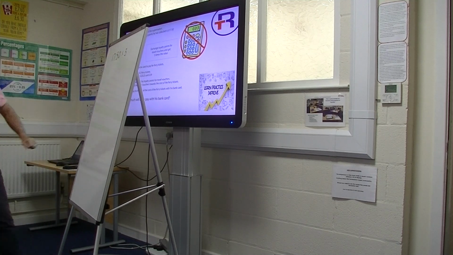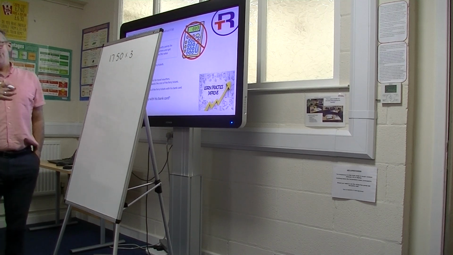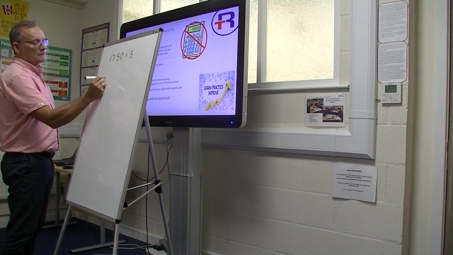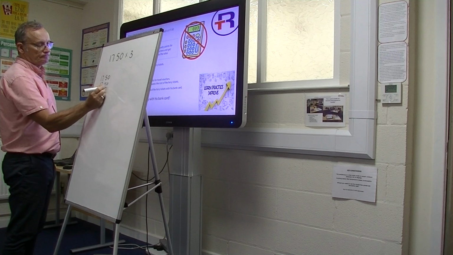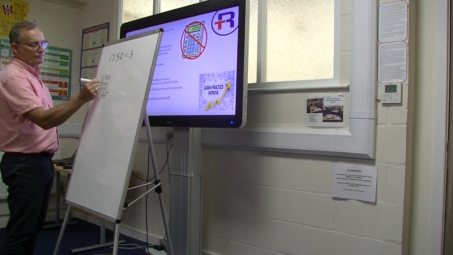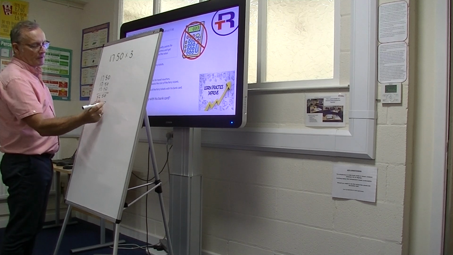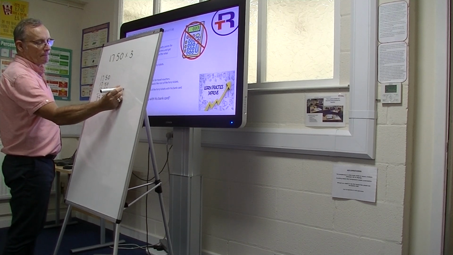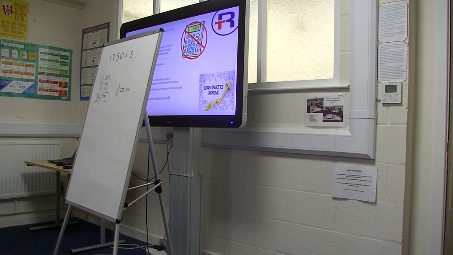1750 times 3. Now you can do that any way you want. You can do it the lattice method. You can do it the old-fashioned multiplication way. Me, a bit lazy, and I like to cheat. So I just do this. I just added it 3 times rather than times it 3 times. It's the same answer, just made it a bit easier.